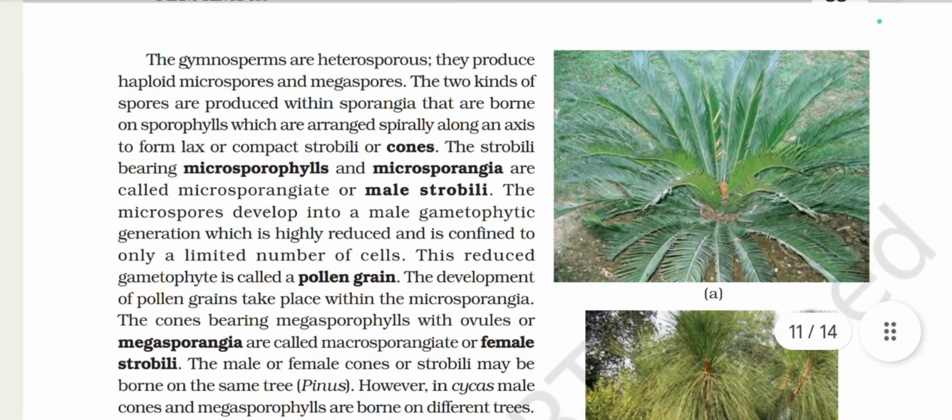The gymnosperms are heterosporous. They produce haploid microspores and megaspores. The two kinds of spores are produced within sporangia that are borne on sporophylls, which are arranged spirally along an axis to form lax or compact strobili or cones. The strobili bearing microsporophylls and microsporangia are called microsporangiate or male strobili. The microspores develop into a male gametophytic generation which is highly reduced and is confined to only a limited number of cells. This reduced gametophyte is called a pollen grain. The development of pollen grain takes place within the microsporangia.